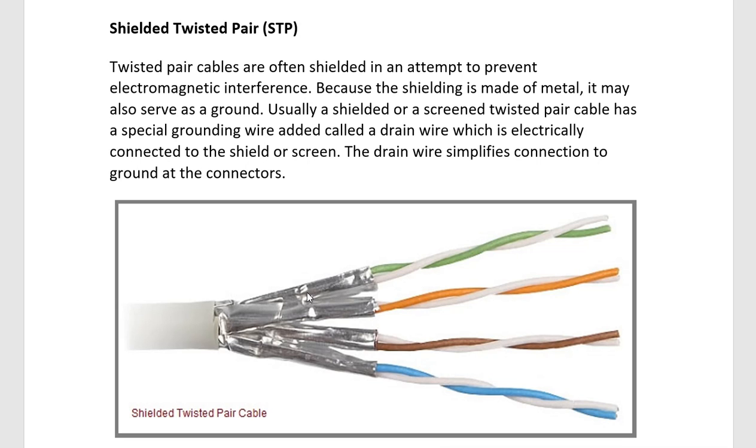It is actually aluminium. So it is shielded by this, and it is twisted together. So we have eight wires, four pairs of wires twisted together and shielded. Now this is shielded, but the unshielded is also the same, only the shielding is not there. And also this shield can be used as a ground, so that it simplifies the connection in this twisted pair.